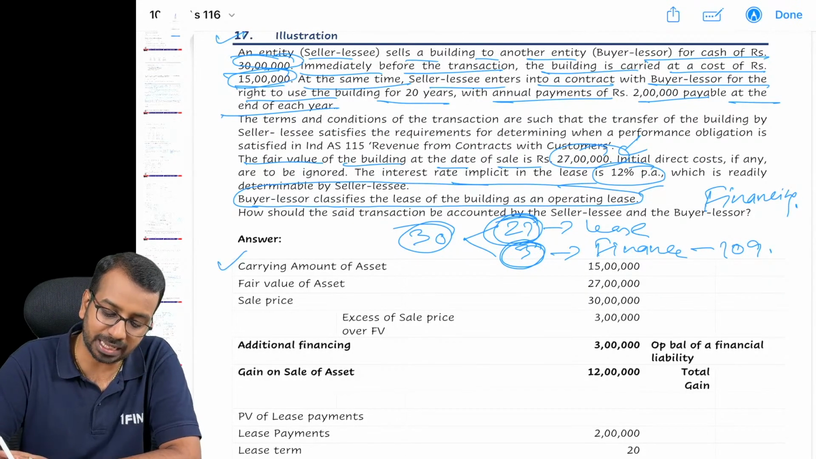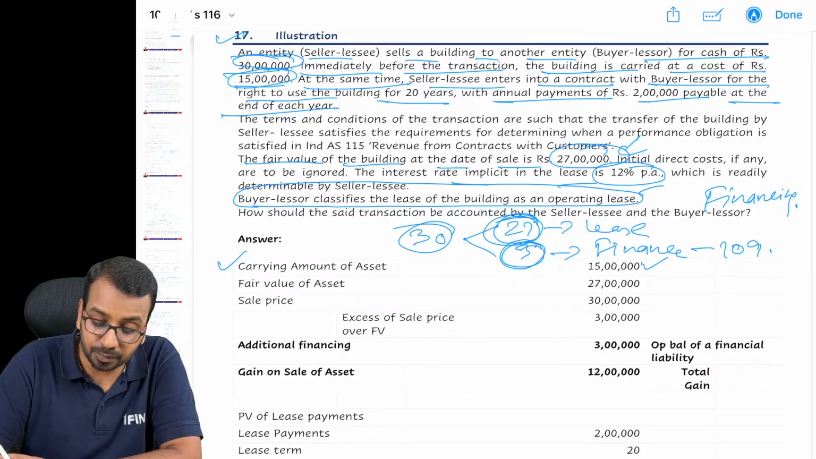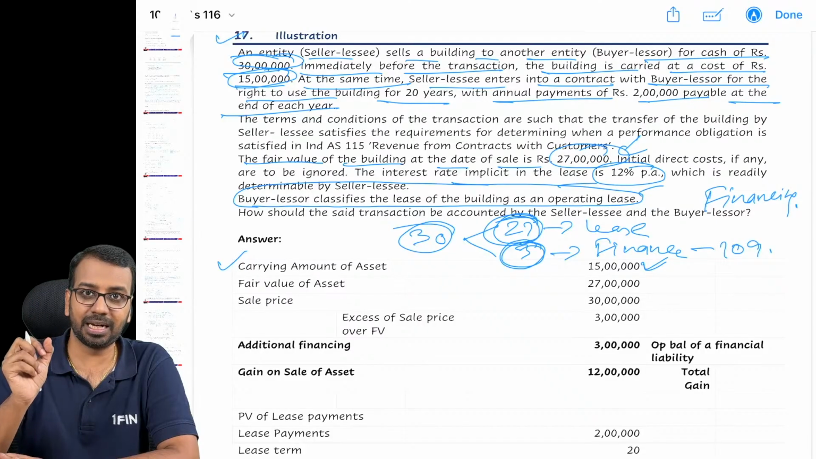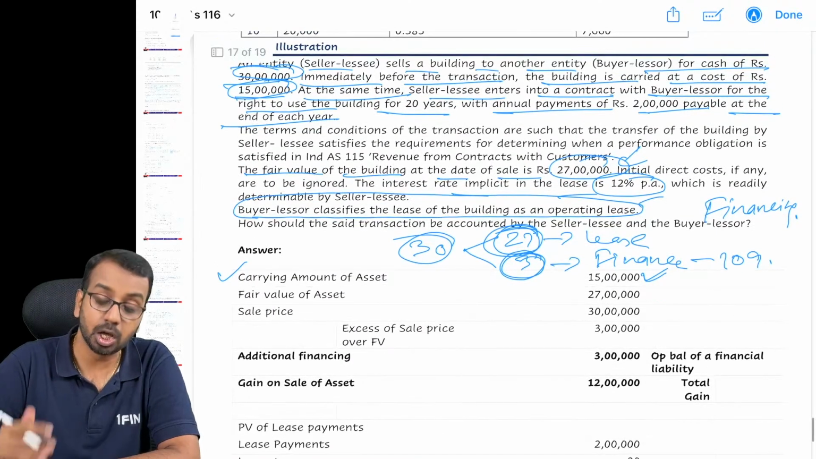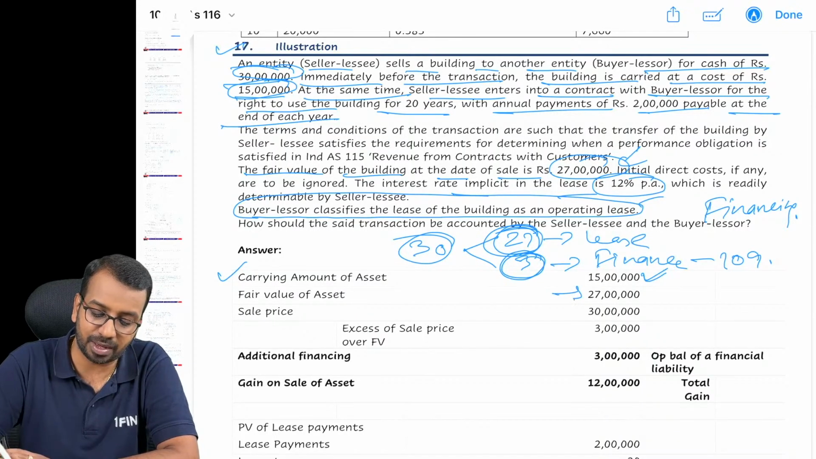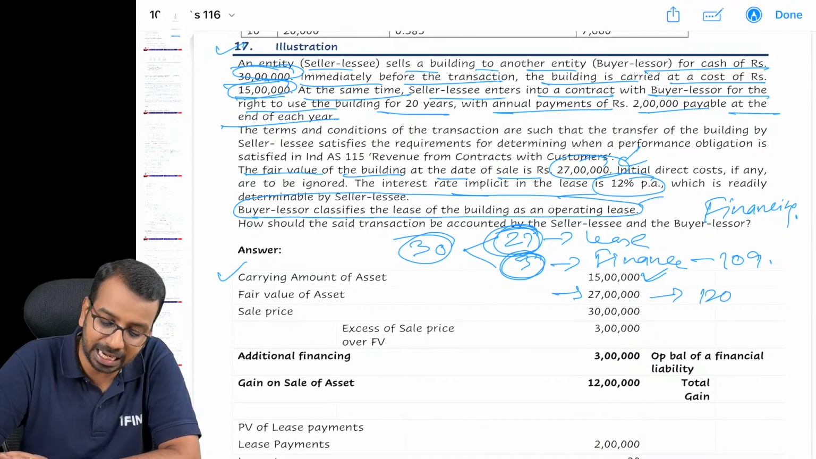What is the carrying amount of the asset? 15 lakhs. If you see 15 lakhs of the asset and 30 lakhs, actual gain is 15 lakhs, but we will not consider that as the gain. Whatever amount we have received, we will consider only 27 lakhs as fair value of the asset and hence gain will be only 12 lakhs, 27 minus 15.